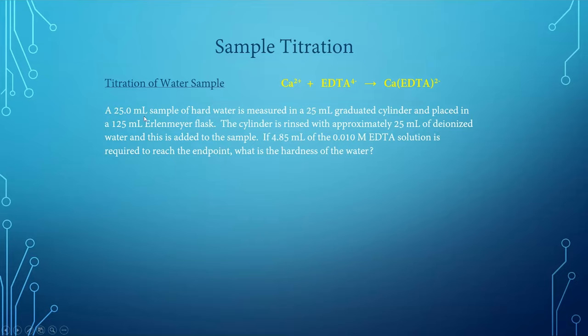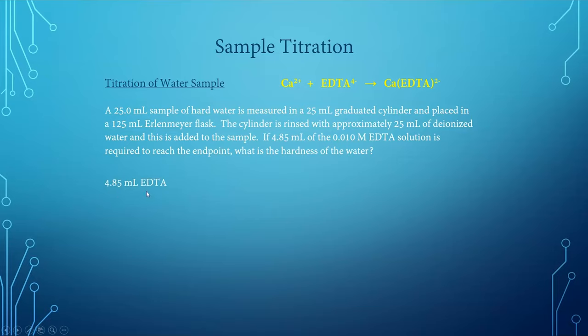We'll add our indicator and then carry out the titration, and we find that it required 4.85 milliliters of our 0.01 molar EDTA solution to reach the endpoint, and now we want to determine the hardness of our water sample. We'll begin with the volume of EDTA.